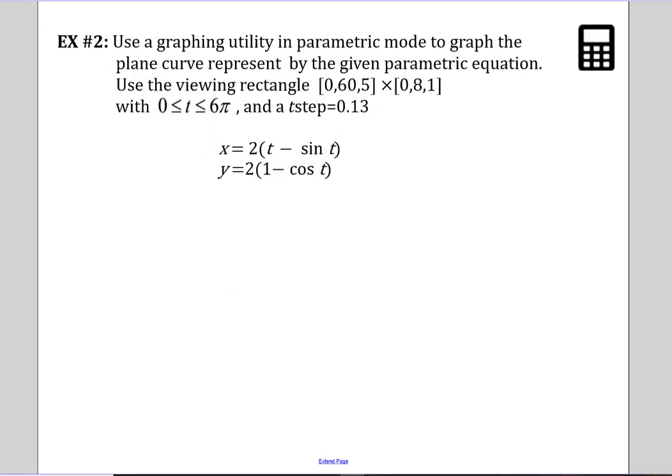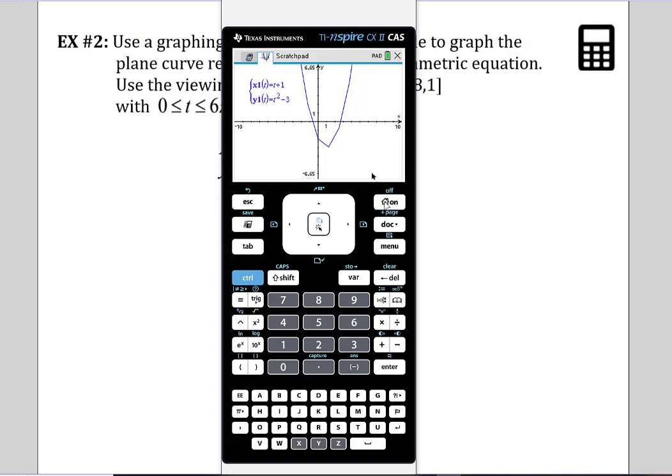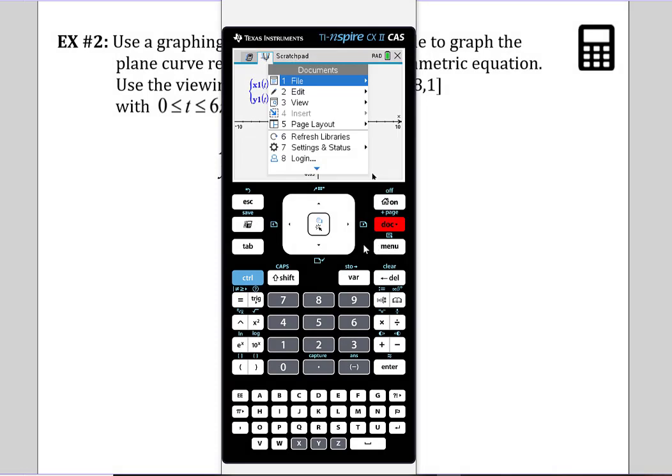We won't do too much with cycloids here, but it is fun to graph one. So let's say we want to use our graphing utility in parametric mode to graph a plane curve that's represented by these equations.